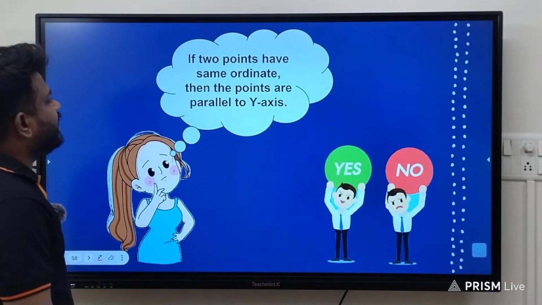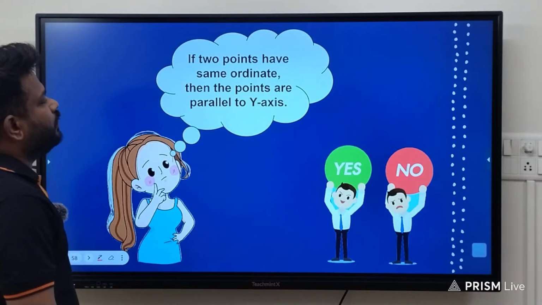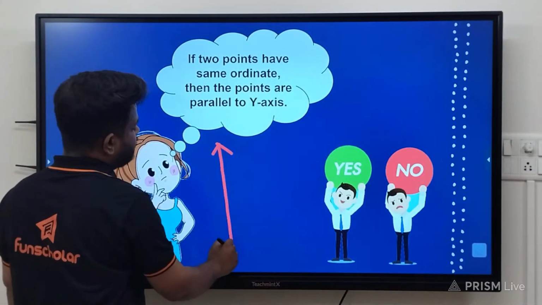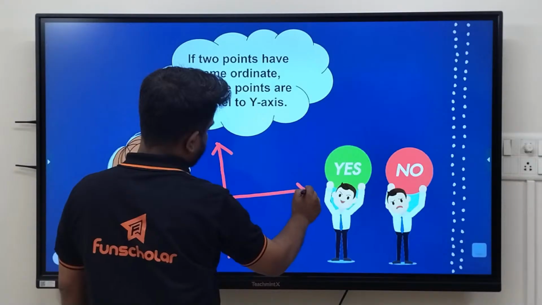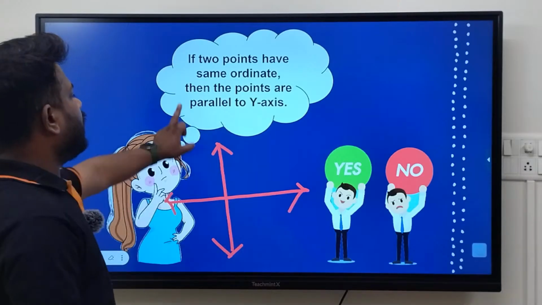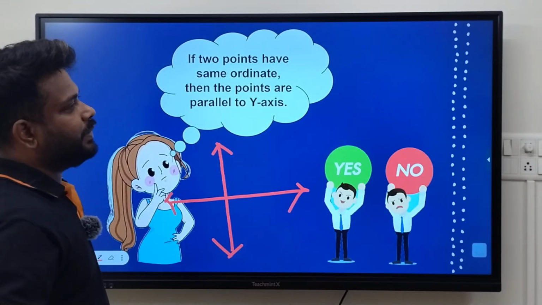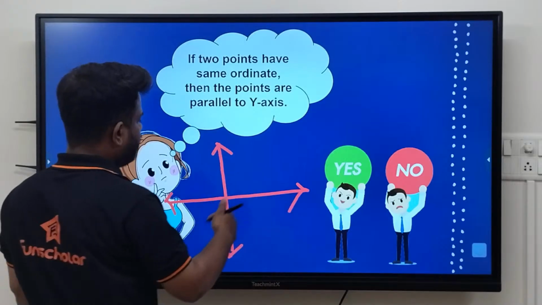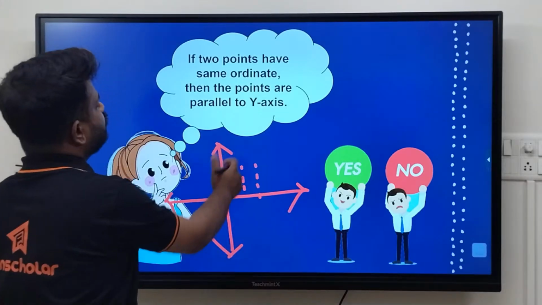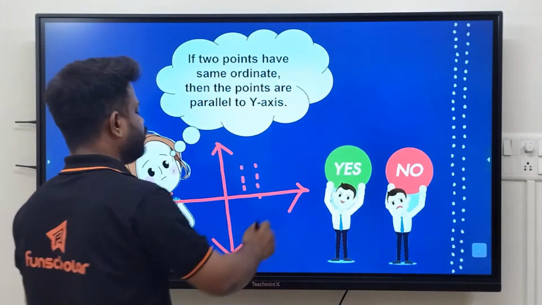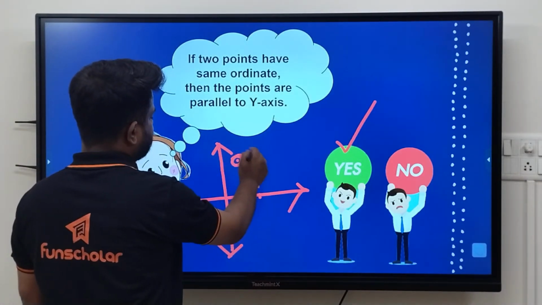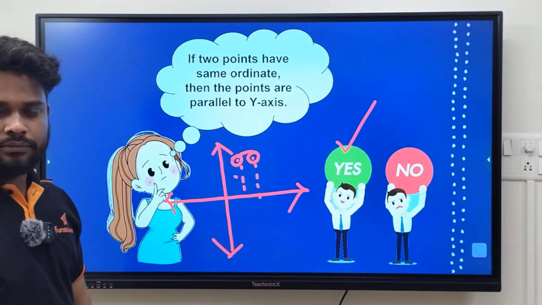If two points have the same ordinate, then the points are parallel to the y-axis. Okay, so ordinate means distance from the x-axis. So if they have the same ordinate, that means the second part is the same. So will these two points be parallel or not? Yes, these two points will be parallel, because if one lies here and one lies here, they will be parallel, right?